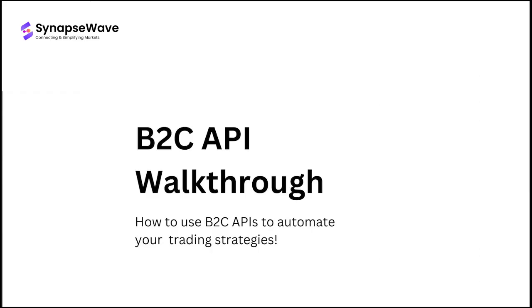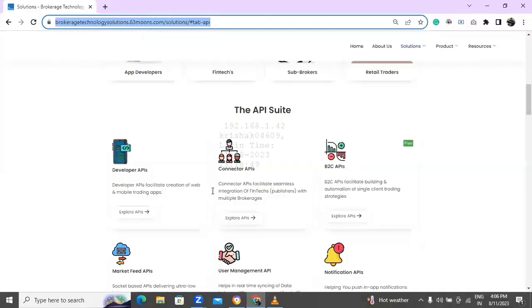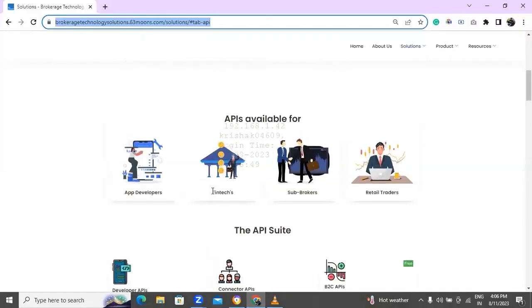But before we start the demo of B2C API, I just want to show the various kinds of APIs which 63 Moons has published. All these APIs are available on our website. So let me share my screen. I will show you. Yeah, so this is our website.